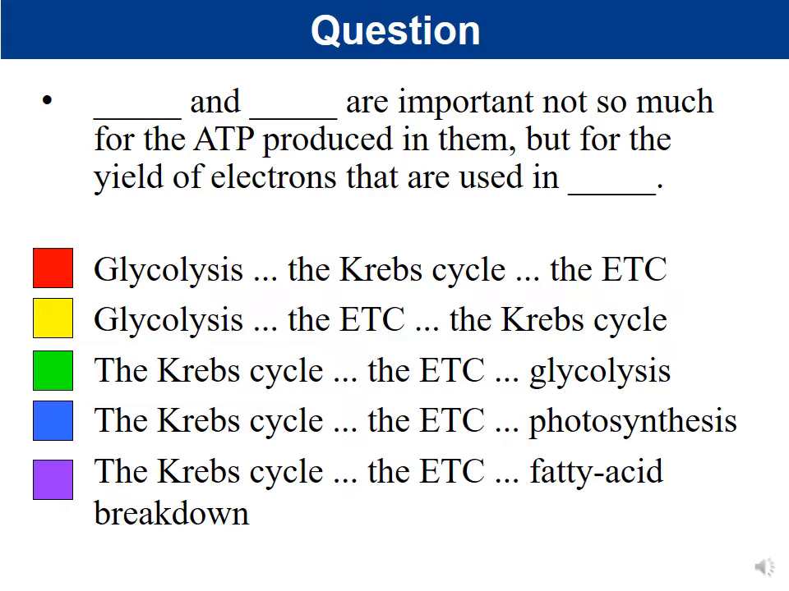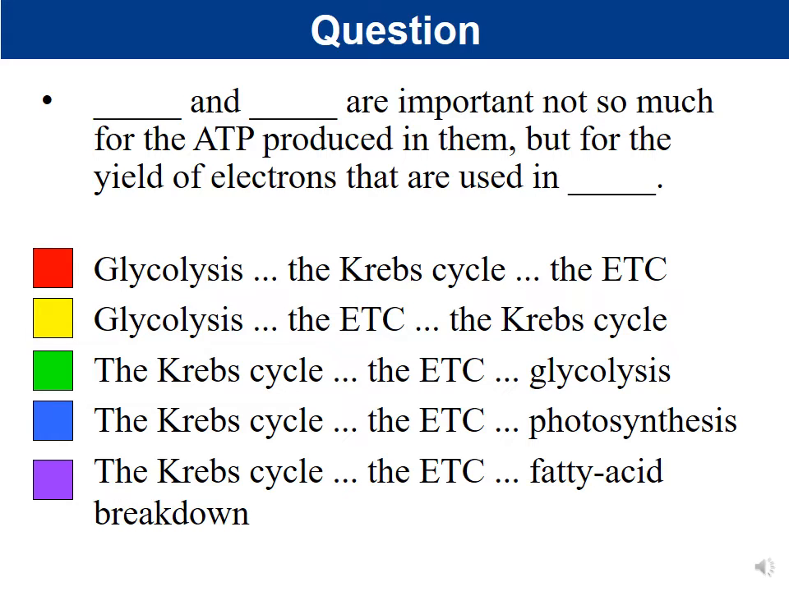So I have a question for you. Blank and blank are important, not so much for the ATP produced in them, but for the yield of electrons that are used in blank. So red says glycolysis, the Krebs cycle, and the ETC. ETC stands for electron transport chain. Yellow says glycolysis, the ETC, the Krebs cycle. Green, Krebs cycle, ETC, glycolysis. Blue, Krebs cycle, ETC, photosynthesis. Purple, the Krebs cycle, the electron transport chain, and fatty acid breakdown.